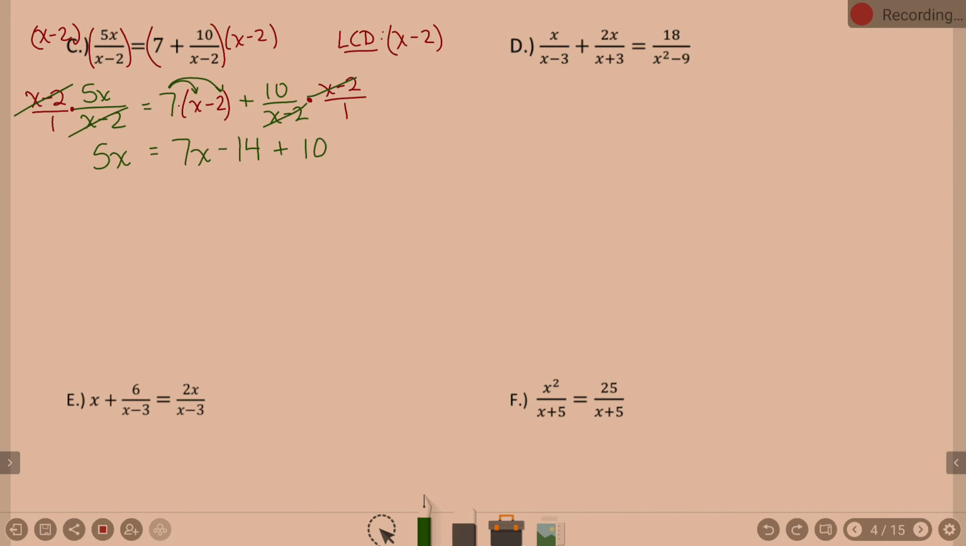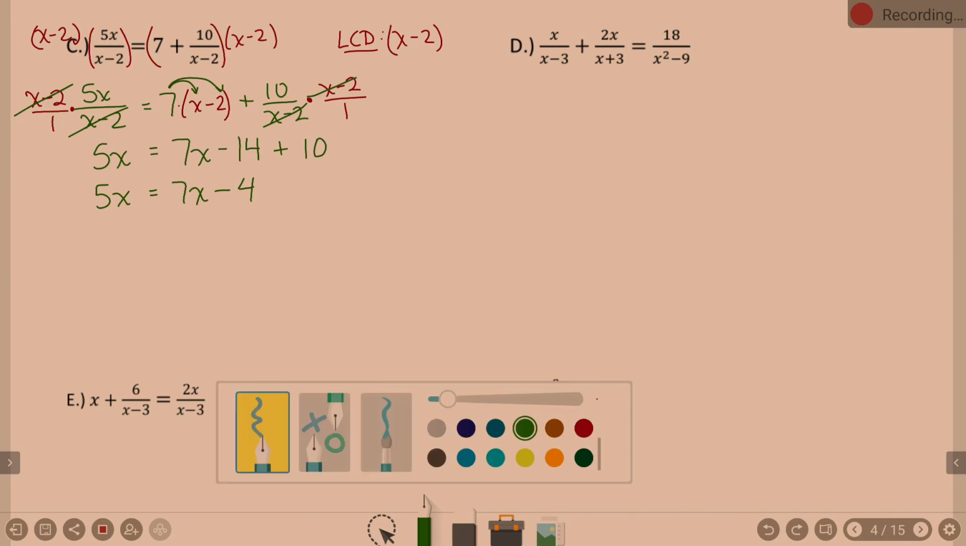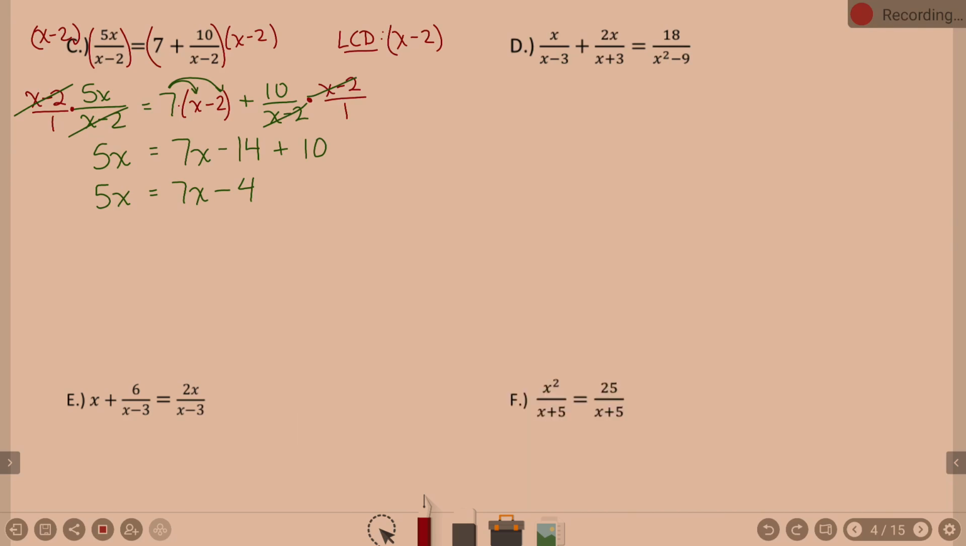Okay, combine like terms. 5x equals 7x minus 4. Now what? Are we going to make this equation equal to 0? No. That's all. Just solve for x. Do we have any x squareds? No. This is just put your x's on one side, numbers on the other side, and solve.